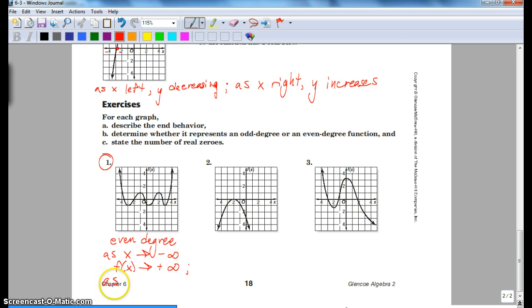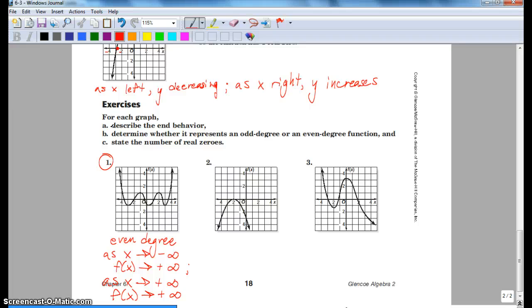And as x goes to the right, or positive infinity, f of x, as you can see, x goes to the right, f of x or y goes up, so positive infinity. So that's the end behavior, but also the degree. So I've answered really parts A and B, as you can see.